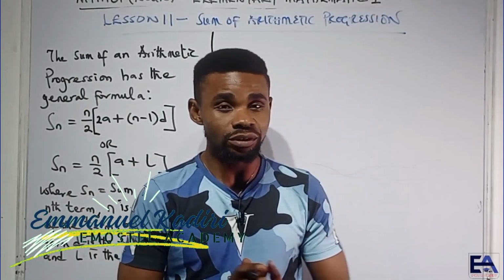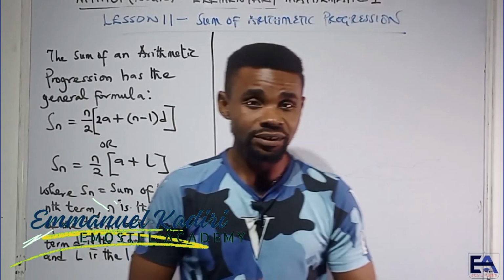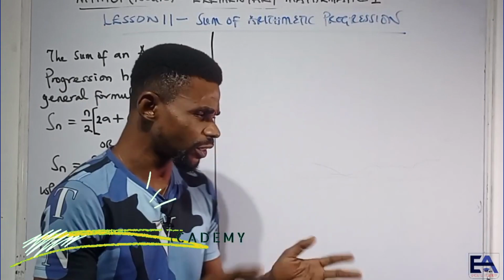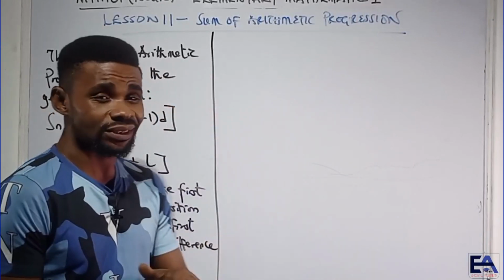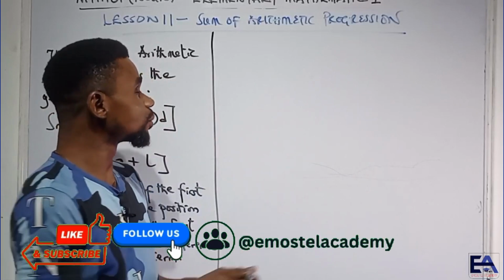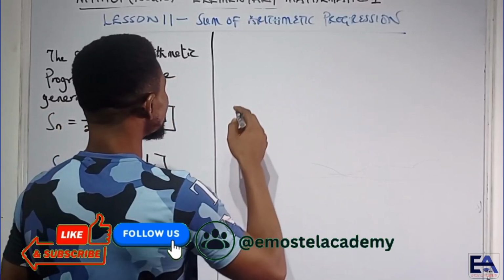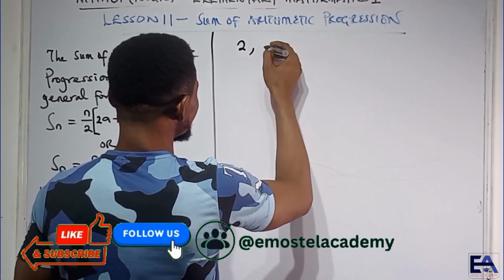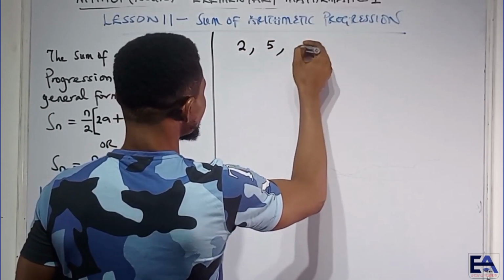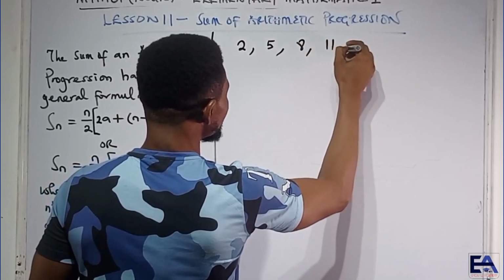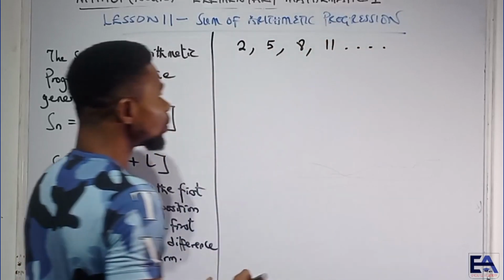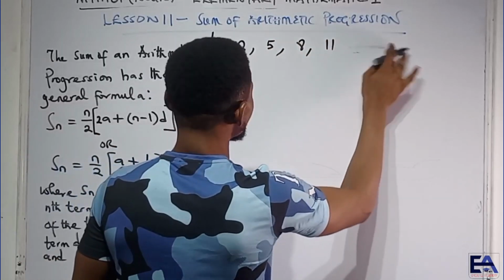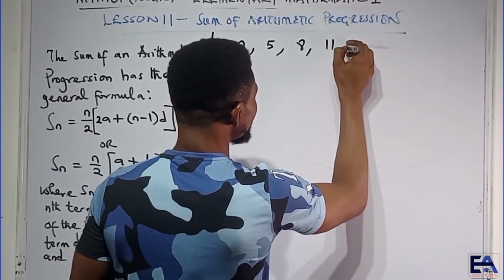In this video, we're just going to be discussing the sum of an arithmetic progression. Let me maintain the example that we used earlier. In the previous example, we have the sequence 2, 5, 8, 11, and so on.